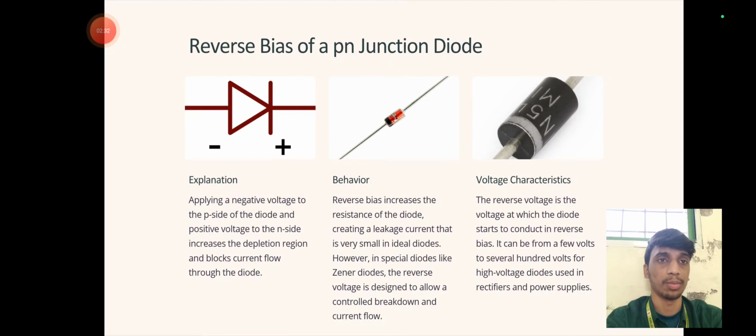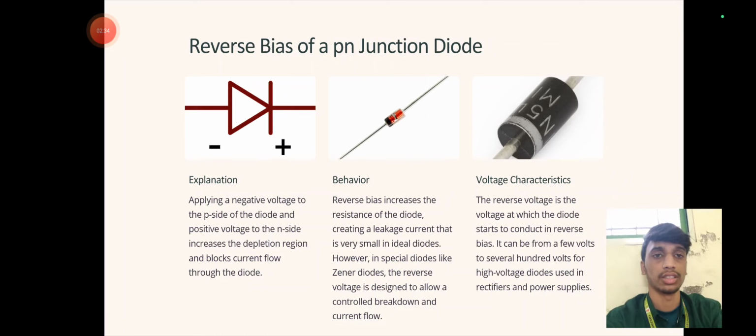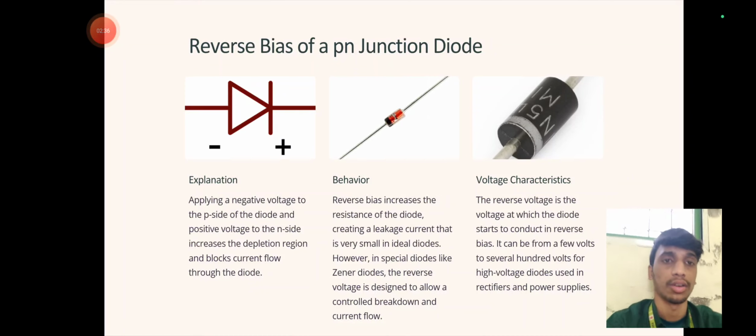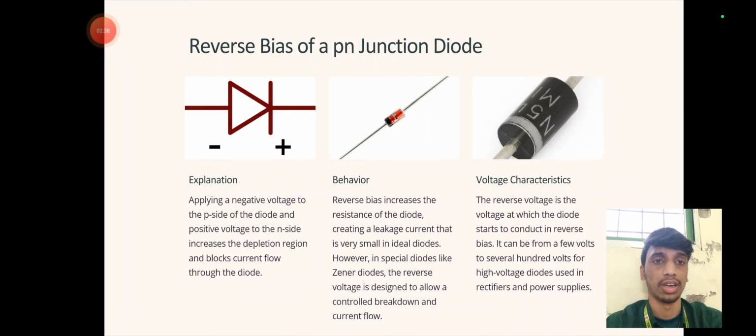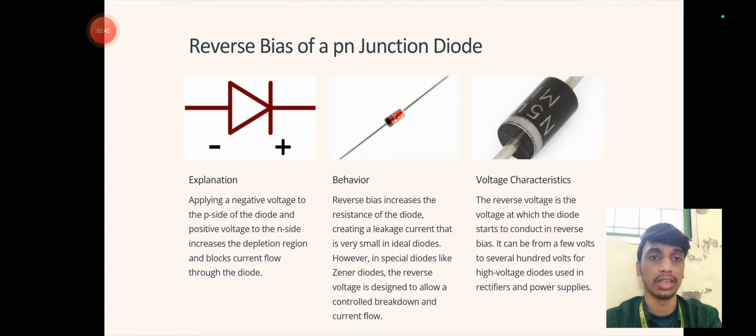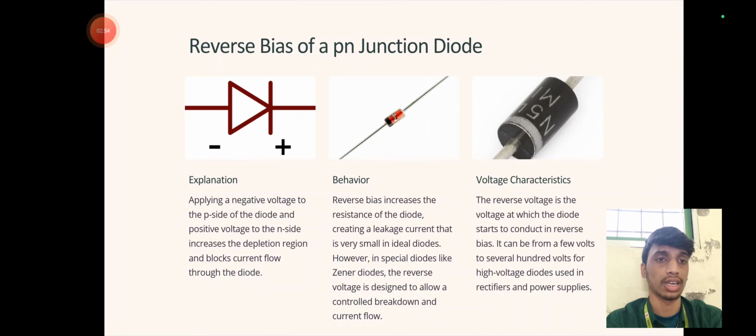Reverse bias of a PN junction diode. Explanation: applying a negative voltage to the P side of the diode and positive voltage to the N side increases the depletion region and blocks current flow through the diode. Behavior: reverse bias increases the resistance of the diode, creating a leakage current that is very small in ideal diodes.